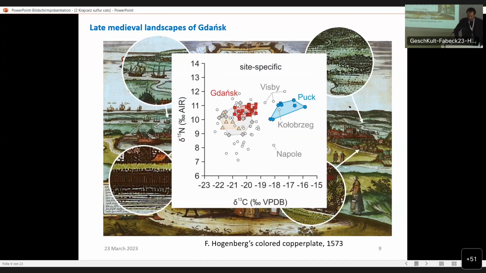And now we have carbon and nitrogen in cat collagen, and Gdańsk in red. What is quite striking here is that in this town, which is quite variable, we can expect many types of food available for cats, and so many types of cat ecologies. But you can see that these Gdańsk cats are very uniform, clustered together, and they are also quite far from cats from other seacoast or port locations around the Baltic Sea. So the question was, why is it like this?